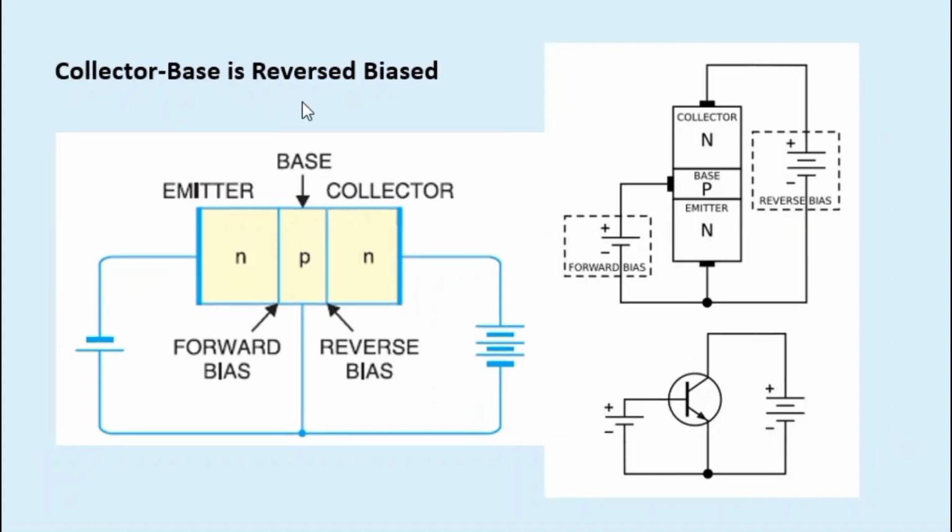Collector base junction is reverse biased. When these emitter electrons/holes reach the collector base junction, they are pulled across the junction into the collector by the electric field due to the depletion region ions.